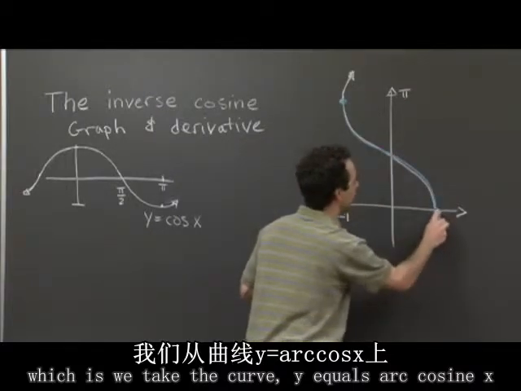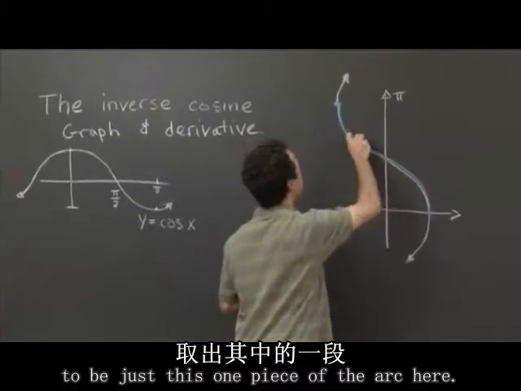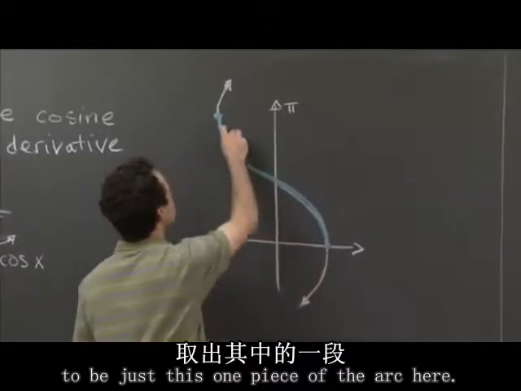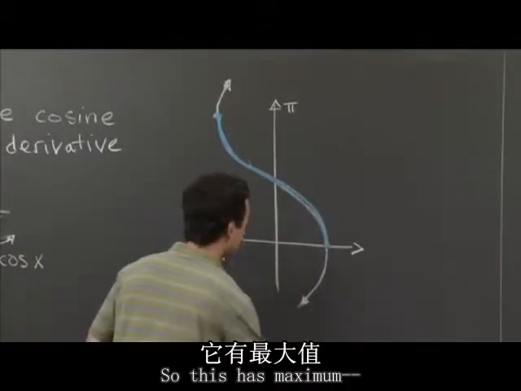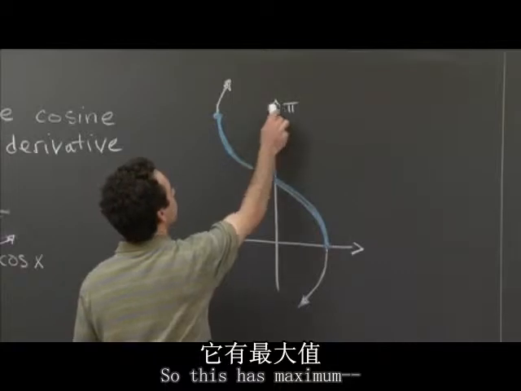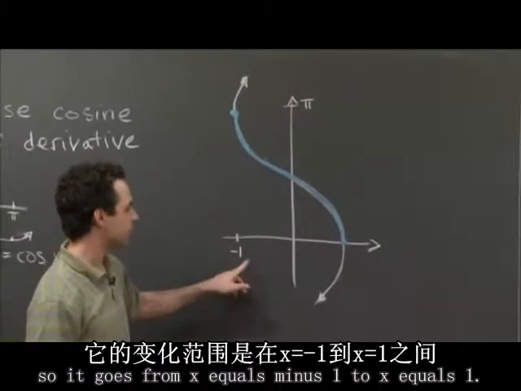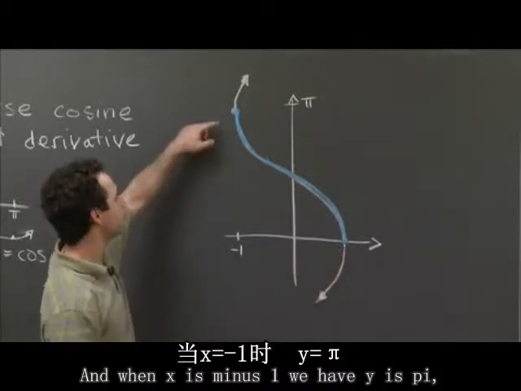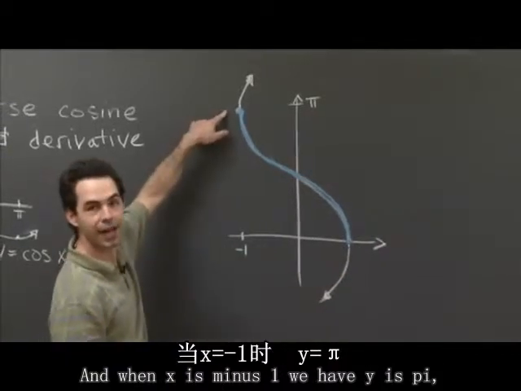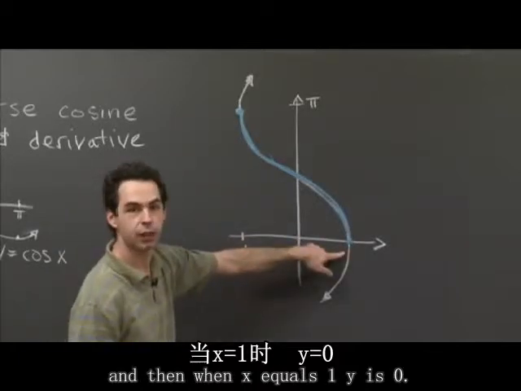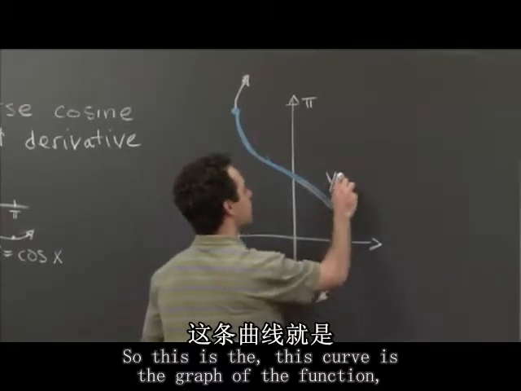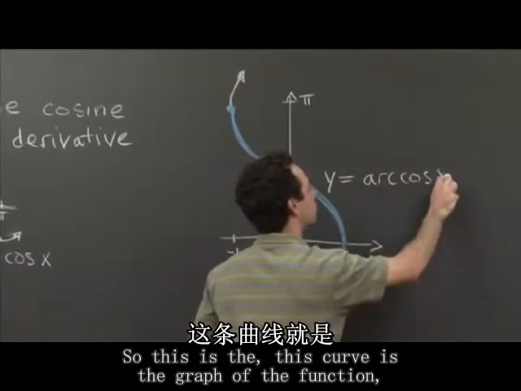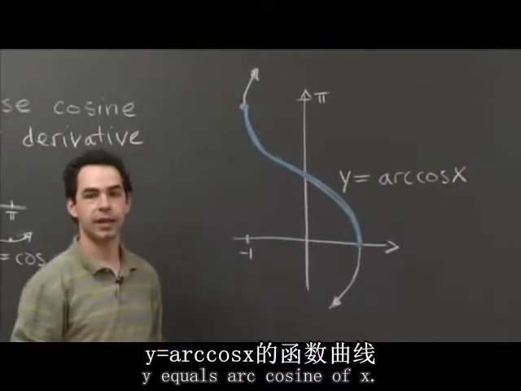We take the curve y equals arc cosine x to be just this one piece of the arc here. So it goes from x equals -1 to x equals 1. And when x is -1, we have y is pi. And then when x equals 1, y is 0. So this curve is the graph of the function y equals arc cosine of x.